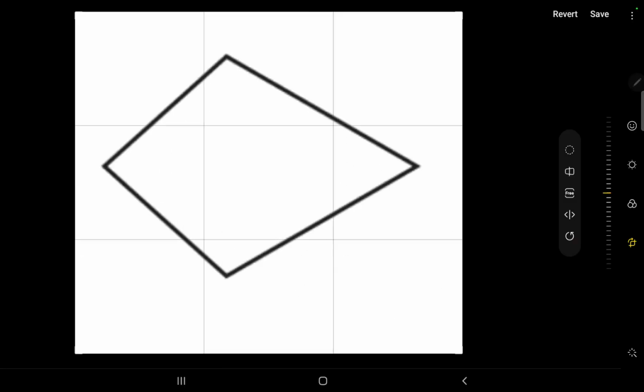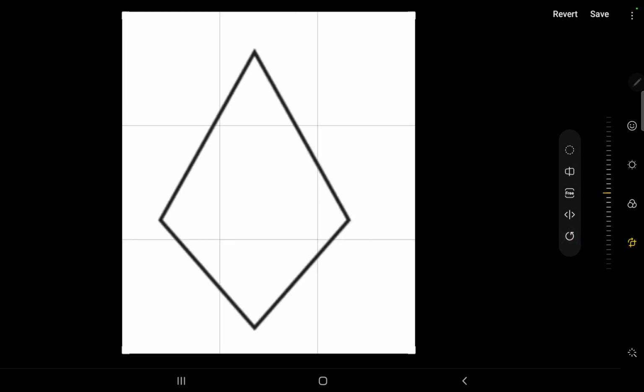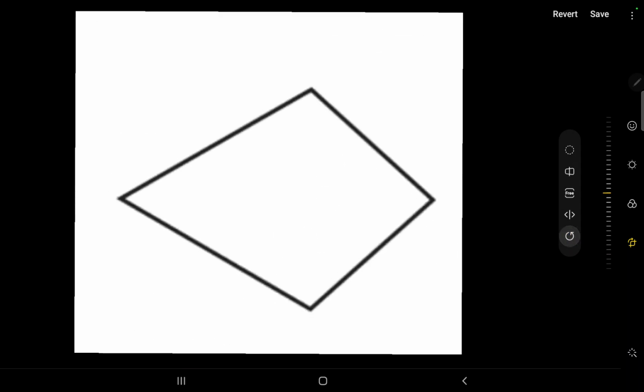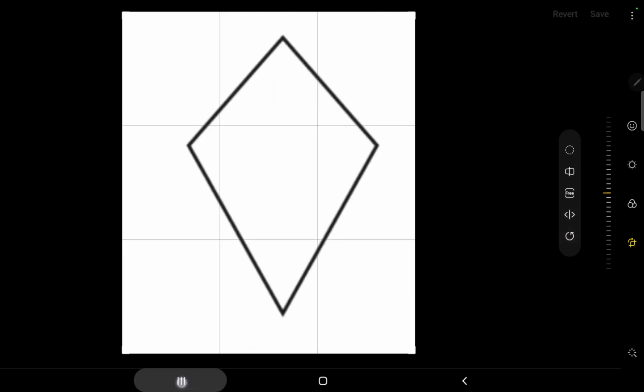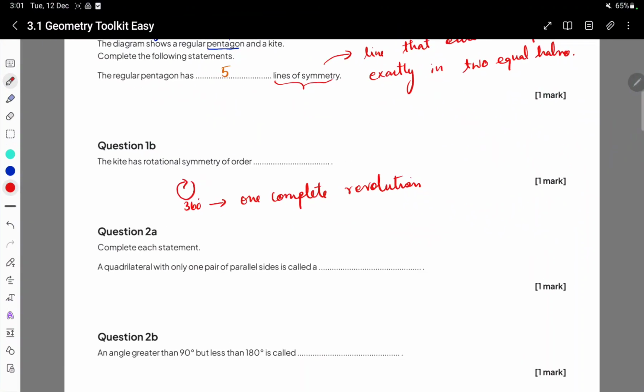First I'm rotating 90 degrees. It is not the same shape. At 180 degrees, not the same one. And this is also not the same one. This is the 270 degree rotation. And now at 360 degrees, the same shape will come. So only one rotational symmetry is there, rotational symmetry of order 1.